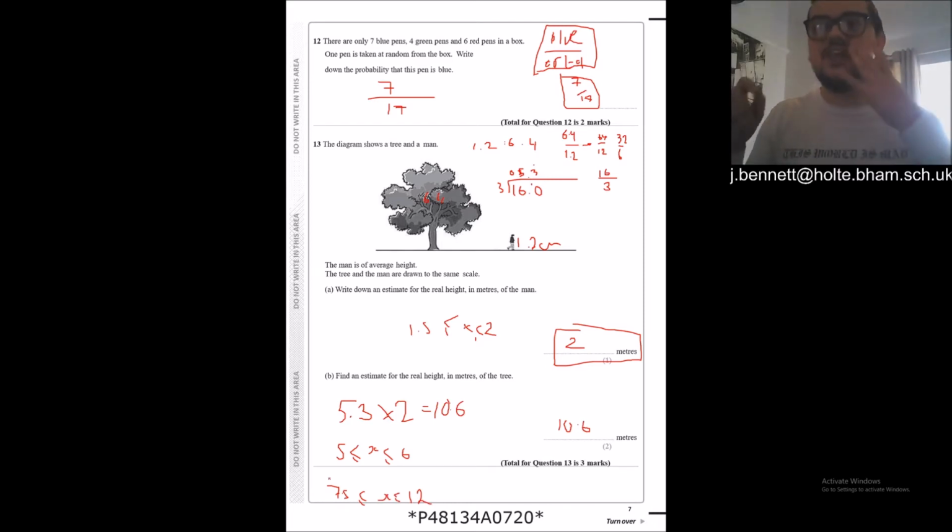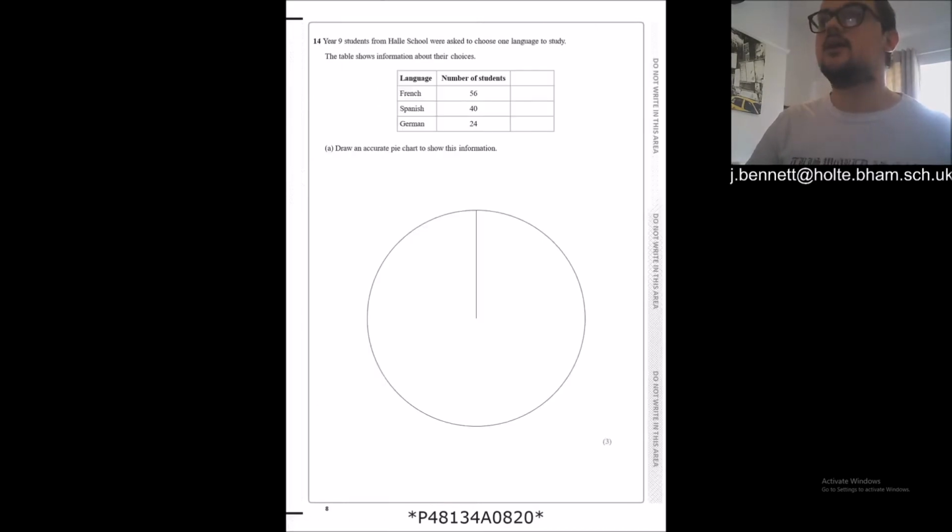I was a bit lax with my measuring, and because I rounded the man's measurement down, I got the answer wrong. But this answer here is correct. So we're going to go on to the next question. Are we? Yes, we are.